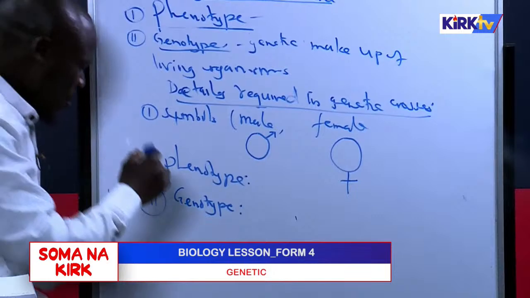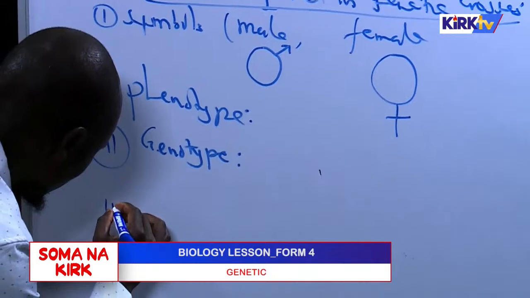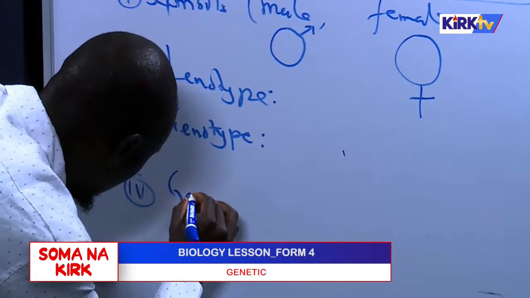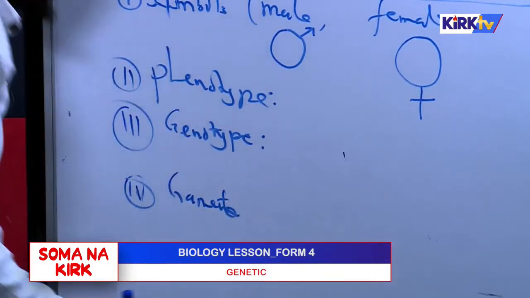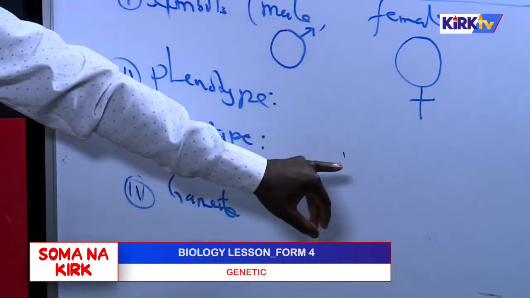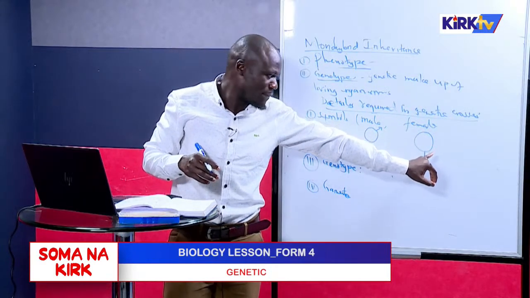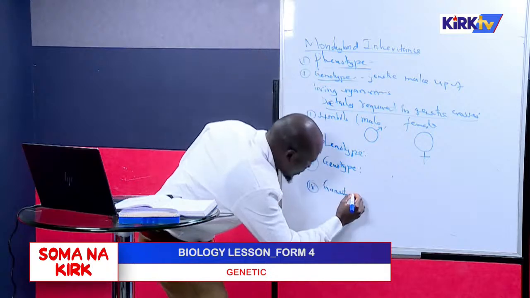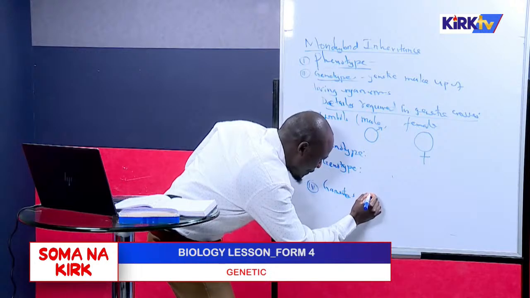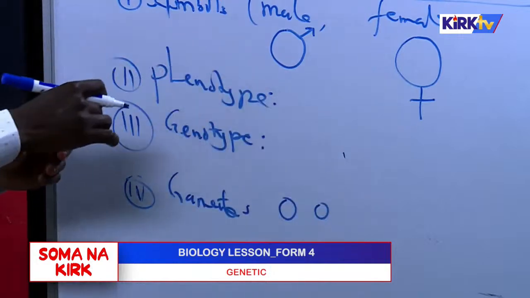Then after that, we must also include the gametes. We get the gametes after segregation of the genotypes, after the separation of the genotypes of the male and that of the female. That is what gives us the gametes. And these gametes must be circled. You have to circle the gametes after this separation.